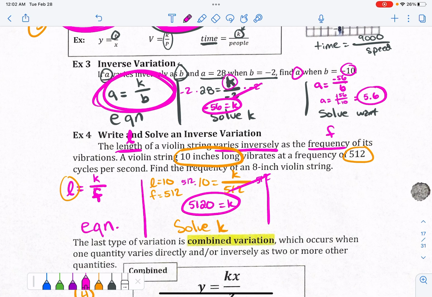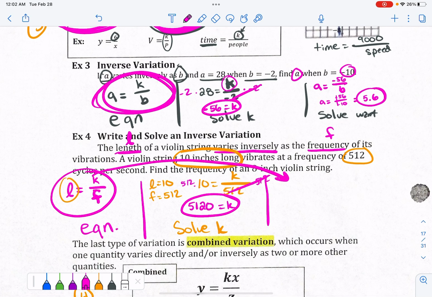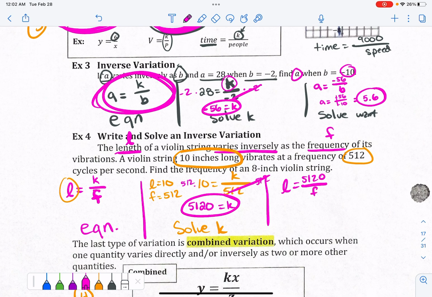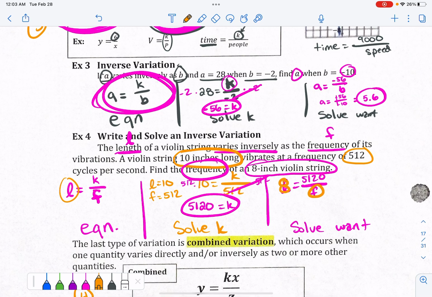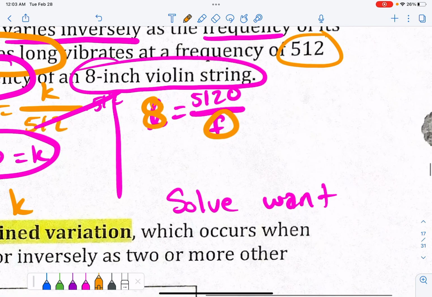All right, now I'm going to take this equation, rewrite it over here, but putting K in that spot. Okay, so L equals 5120 divided by F. And now I'm going to solve for what I want. Okay, so this one says find the frequency of an 8-inch violin string. So here I know that this is 8 and I'm trying to solve for F. So I've got 8 equals 5120 divided by F.